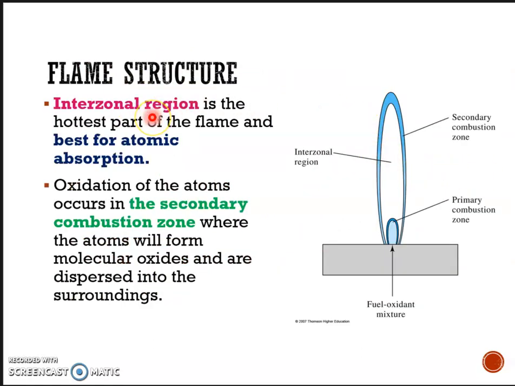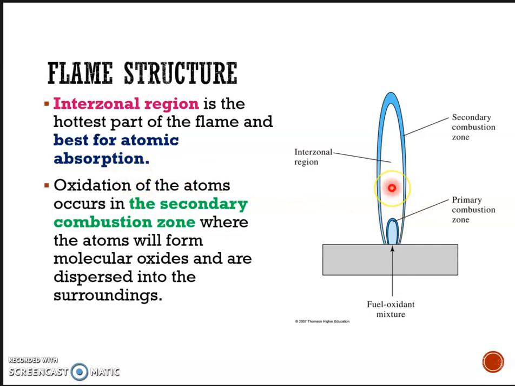Okay, this is flame structure. This is quite important for you to know. The region of the flame, we have 3 regions. This is primary combustion zone. This is interzonal region. And the blue one yang paling luar ni is the secondary combustion zone. So, let's look at the definition of interzonal dengan secondary combustion zone. Interzonal region is the hottest part of the flame and best for atomic absorption.